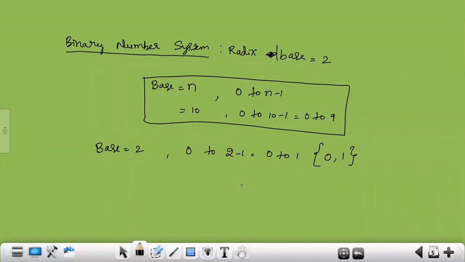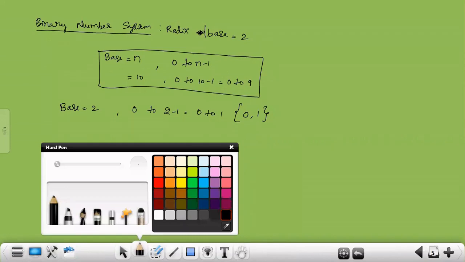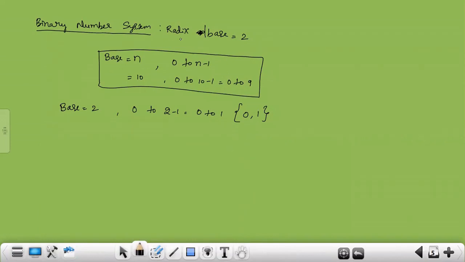Copy this one. Number system means here binary, meaning the radix will be 2. Okay, means the base of that number will be 2. I'll take one example now. Whenever I take any base, if the base of the number system is n, I'll be having the numbers ranging from 0 to n minus 1.